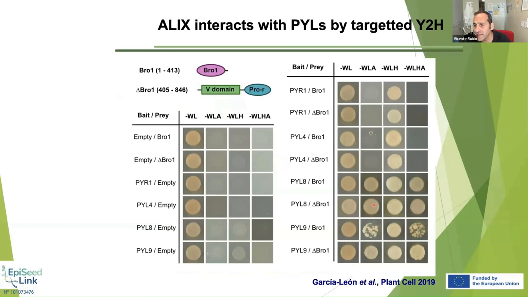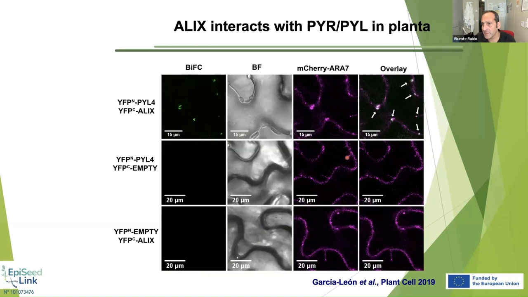Interestingly, we found that the different ABA receptors were also interacting with Alex. This is what you can see here in these two-hybrid assays. And also, as I mentioned before, in BiFC, bimolecular fluorescence complementation assays, you can see that PYL4 and Alex interact. There is reconstitution of the fluorescence in specific vesicles. And these specific vesicles are multivesicular bodies, because we have a marker for those multivesicular bodies fused to cherry, and the color is red. There is an overlap between the two signals, as you can see in all these arrows. So this allows us to identify what kind of compartment is the one in which PYL4, for example, and Alex are interacting.